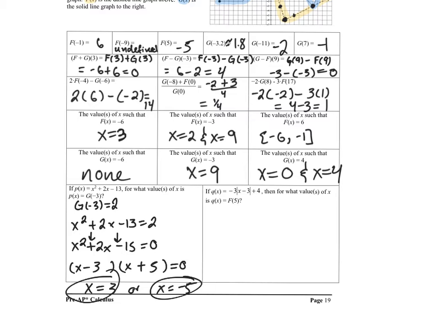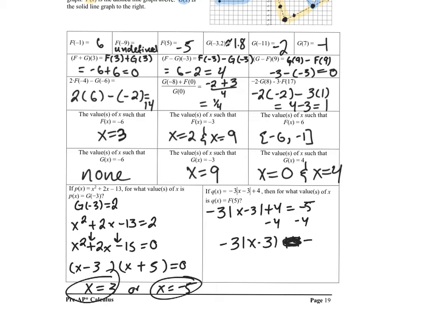And then on the next one, we have to do the same thing. If q of x is equal to 3 times absolute value of x minus 3 plus 4, then for what values of x is q of x equal to the function f when x is equal to 5? Well, when x is 5, the function is actually negative 5. So we have negative 3 times absolute value of x minus 3 plus 4 equal to negative 5. Subtract 4 from both sides.